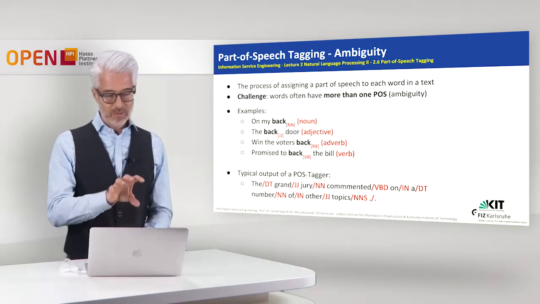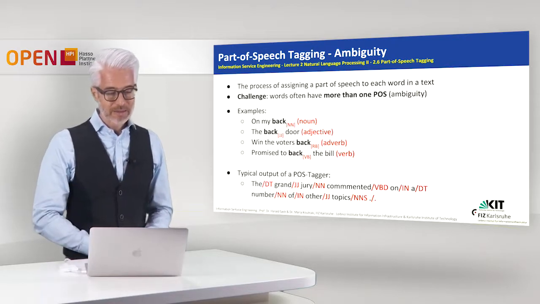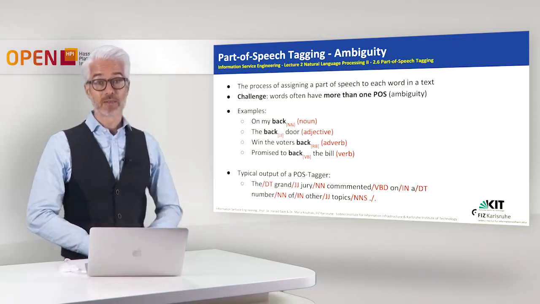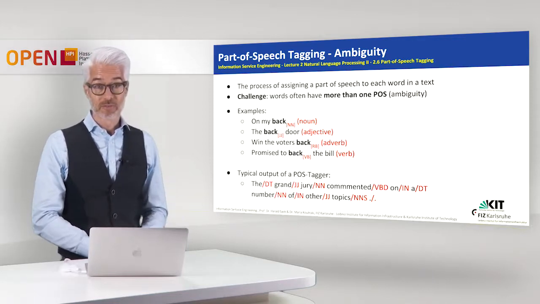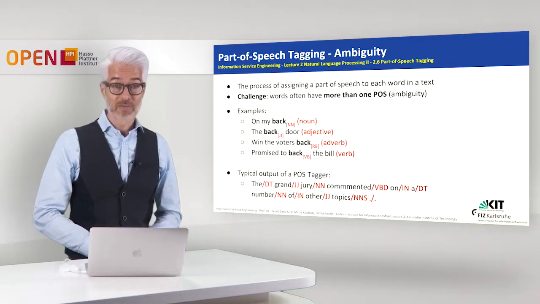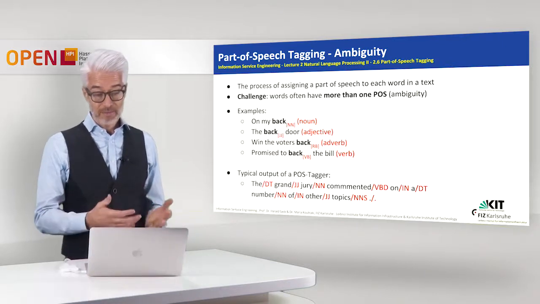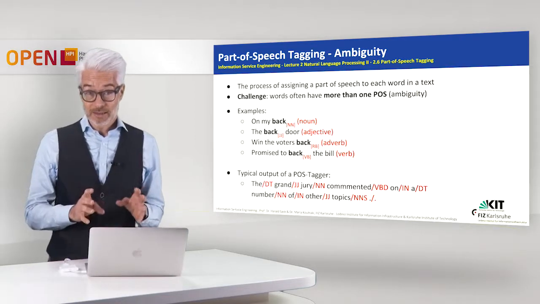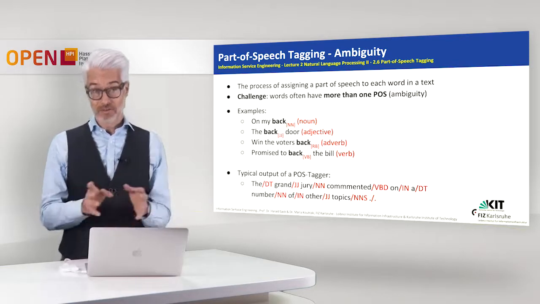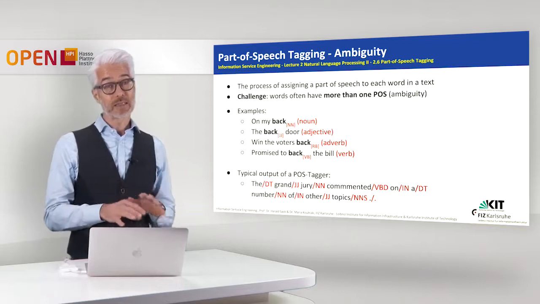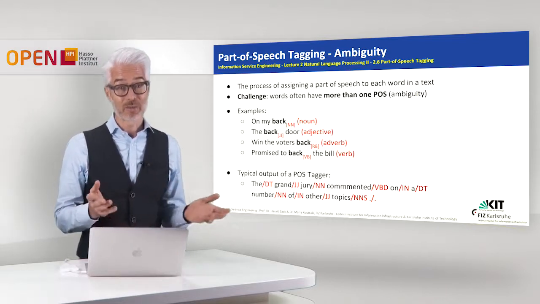Here, for example, the word back. If we look at it in the sentence, on my back, then back, of course, it's a noun. If you say my back door, then back is an adjective. To win the voters back would be an adverb, and promised to back the bill, then back even is a verb. So you see, it can have several different roles. So what we can see here already is that the tag of a word does not necessarily only depend on the word itself. We have to take into account the context. So this is really important.